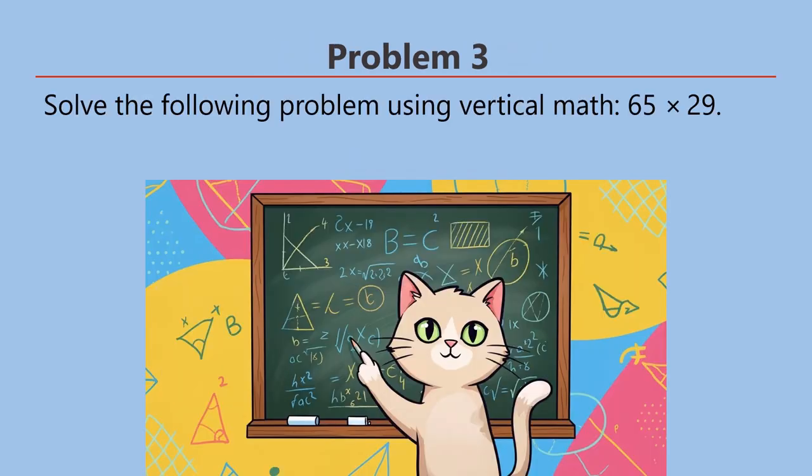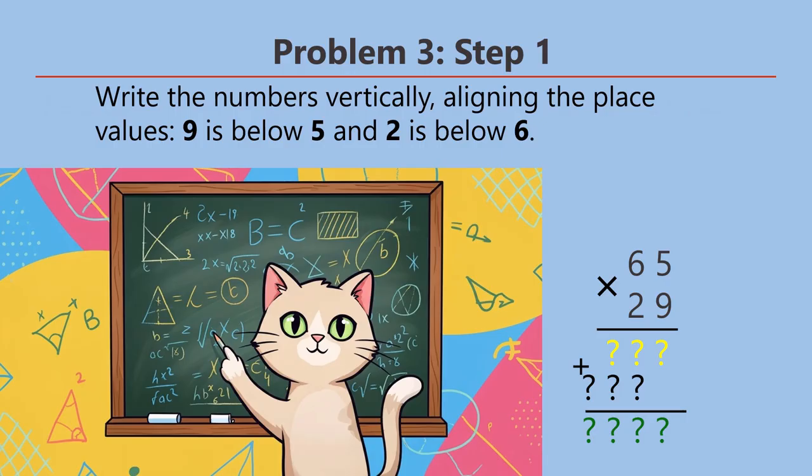Problem 3. Solve the following problem using vertical math, 65 times 29. Step 1. Write the numbers vertically, aligning the place values. 9 is below 5 and 2 is below 6.